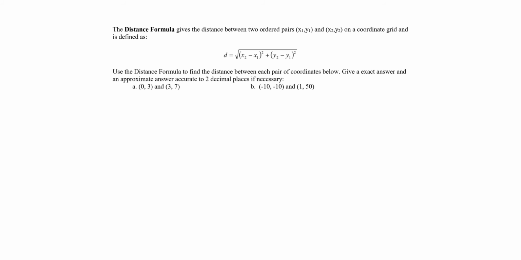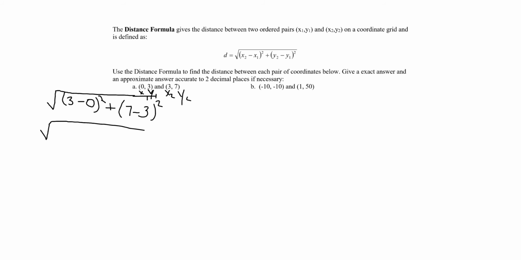So what we're going to do is simply plug in our values from our ordered pairs into our formula, and you can label them like this: x1, y1, x2, y2, just to help you put them into the formula. So we have 3 minus 0 squared plus 7 minus 3 squared. And then we'll do our math underneath the radical first.